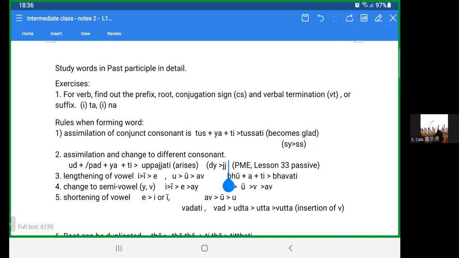All right. So if you want to know why it is like this, you need to look at the Pali Meiji lesson 33 on the passive. Just go and have a look there. Then you can see why DY changes to JJ. So this is the second rule.